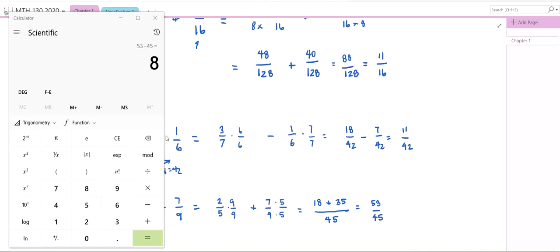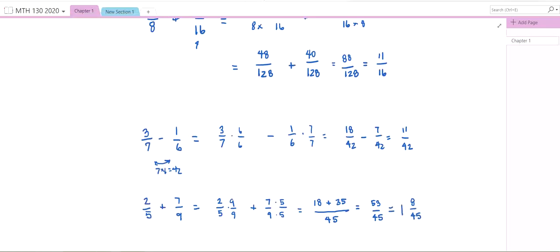I pulled my calculator out, and you can see that 53 minus 45 leaves 8 as a remainder. So this equals 1 and 8/45.